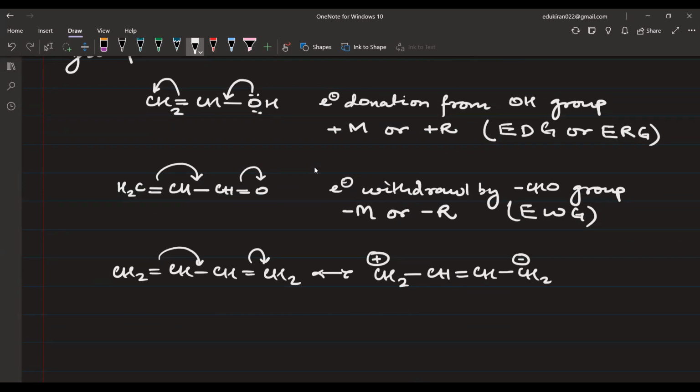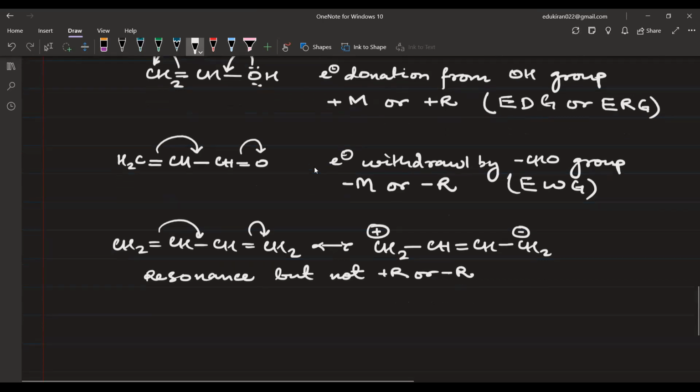That is why resonance and resonance effect are different. Resonance and mesomeric effect are different. How is it different? We can say that resonance is happening here, but it is not mesomeric effect or resonance effect. This is resonance, but not plus R or minus R. Each and every mesomeric effect involves resonance, but not all resonance is a mesomeric effect.